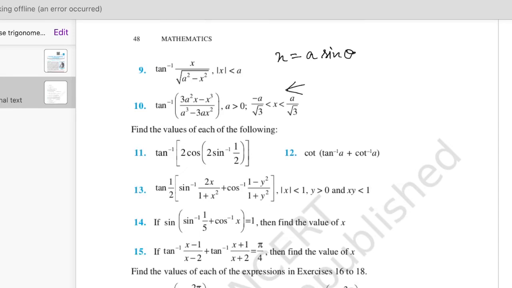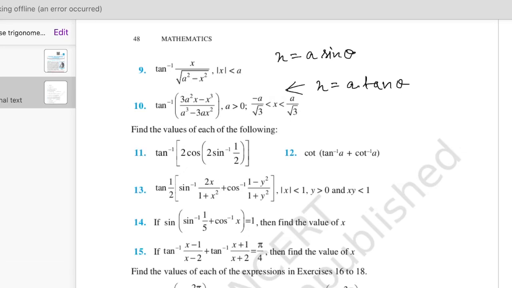In 10th, you can write x is equal to a tan theta. So the expression inside the bracket will become tan 3 theta. Similarly, in the first case, the expression inside the square root will become cos theta, and finally it will become tan inverse tan theta.